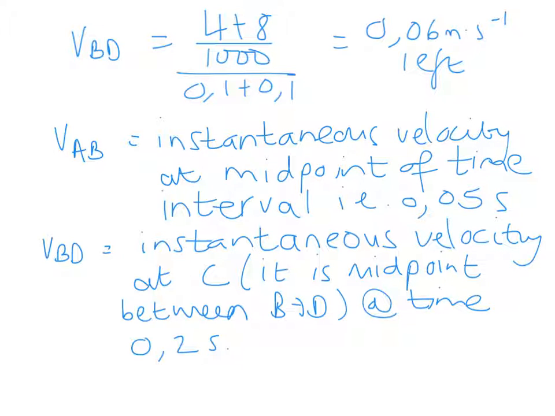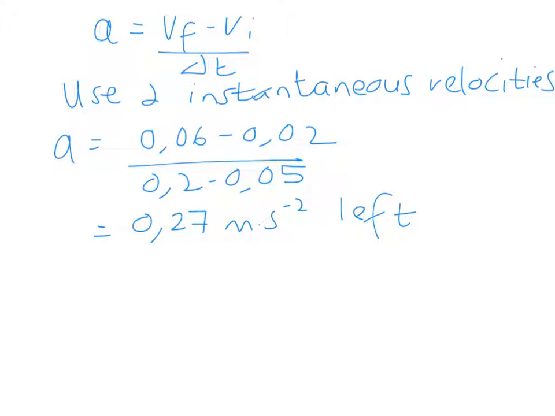The average velocity between B and D is the instantaneous velocity at the midpoint of that time interval. Therefore, that's the instantaneous velocity at point C. Therefore, the time interval at point C is 0.2 seconds. Okay, now that we have those two instantaneous velocities, we can take the final velocity minus the initial divided by those two time intervals. And then we get the average acceleration as 0.27 meters per second squared to the left because it's a vector.